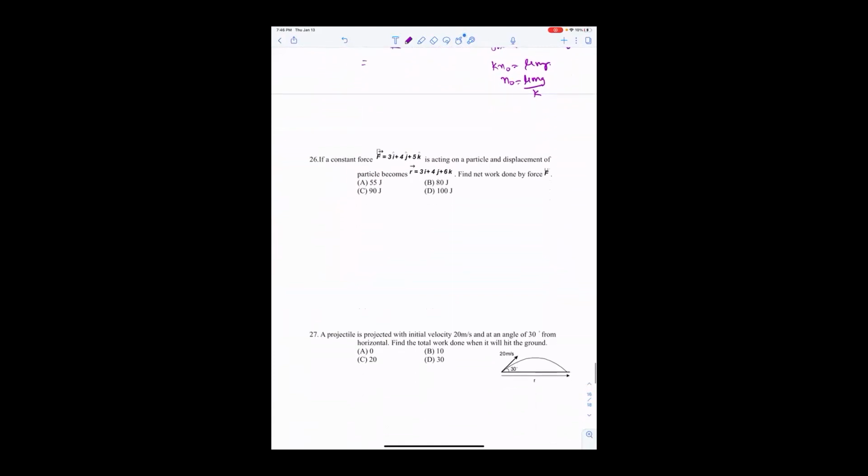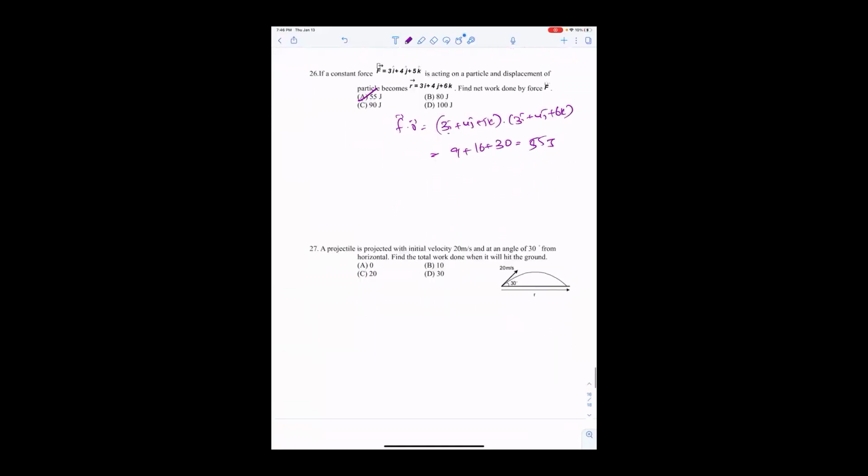Next, a constant force F equals 3i plus 4j plus 5k, again the dot product, find the work done. So the dot product F dot R: (3i plus 4j plus 5k) dot (3i plus 4j plus 6k). So 9 plus 16 plus 30, right? 25, 55 joules.